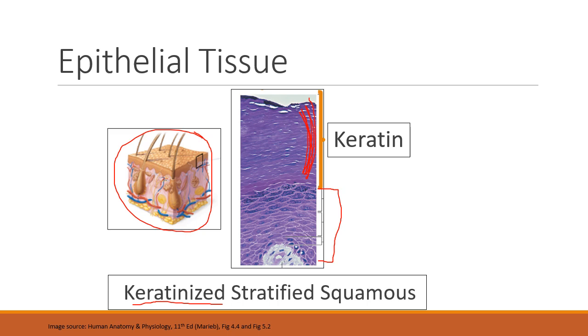You don't necessarily have that in your mouth. Some sections of the inside of your mouth will have it, and then some sections elsewhere in the body that are kind of inside of the body, but for the most part, this is external tissue.